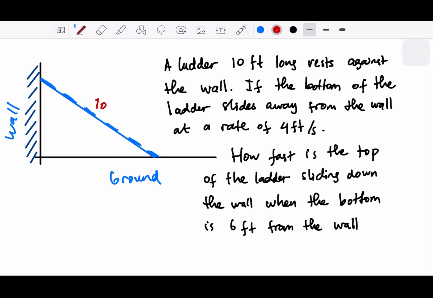Now the bottom of the ladder slides away at a rate of 4 feet per second. So let me write here, this is 4 feet per second. And the question is this one: how fast is the top of the ladder sliding down when the bottom is 6 feet from the wall?